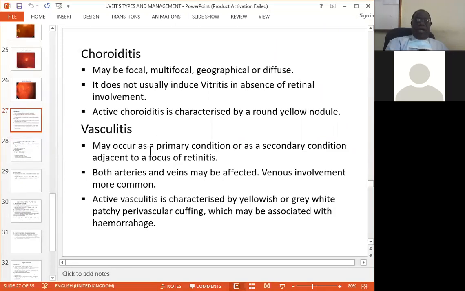Vasculitis may occur as a primary condition or as a secondary condition adjacent to choroiditis. Both actually can occur, though this involvement is more common. Active vasculitis is characterized by a yellowish or gray-white patch, perivascular cuffing, which may be associated with hemorrhage.